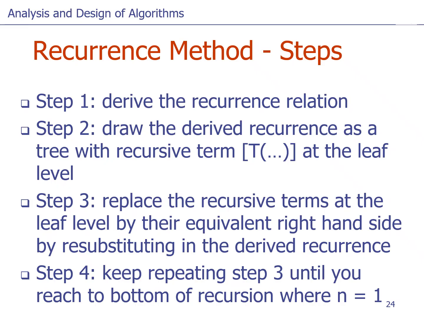Now, what I'm going to do is I will keep replacing the recursive terms at the right-hand side in the recurrence relation at the leaf level by their equivalent right-hand side, by resubstituting in the derived recurrence. Just hold on with me one slide and everything will be clear. But what I'm telling you is I will get the recurrence relation, we will draw it in a certain way, and then we will keep substituting or erasing part of what we have drawn and substituting it with a smaller version of our recurrence relation. And we will keep doing that until we hit the leaf level.